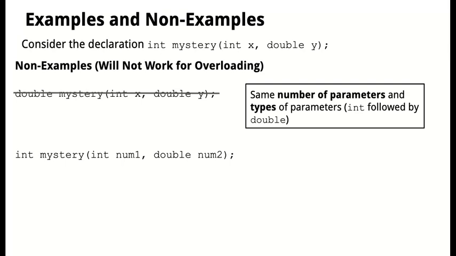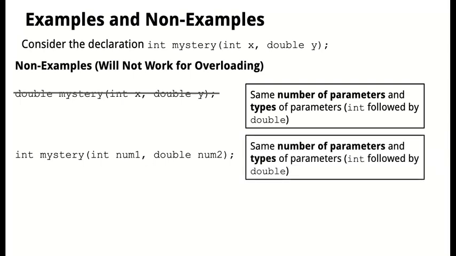We have the same issue in this second example. Again, we have an int followed by a double. It's the same order as the original, an int followed by a double. And just changing x and y to num1 and num2 is not going to trick the compiler into thinking you're overloading here. So again, same number of parameters, same types of parameters. That one will not successfully overload the mystery function.